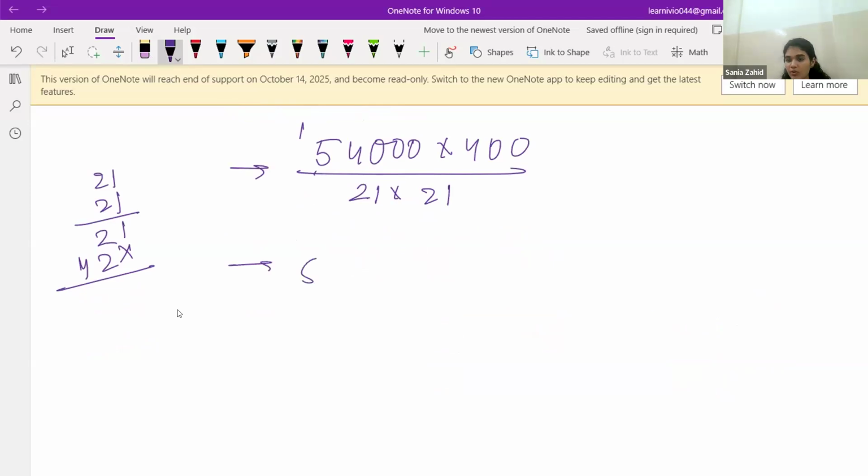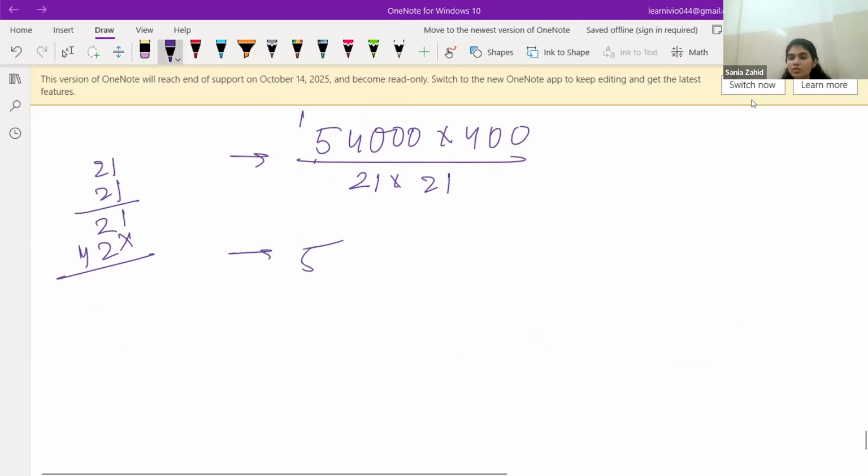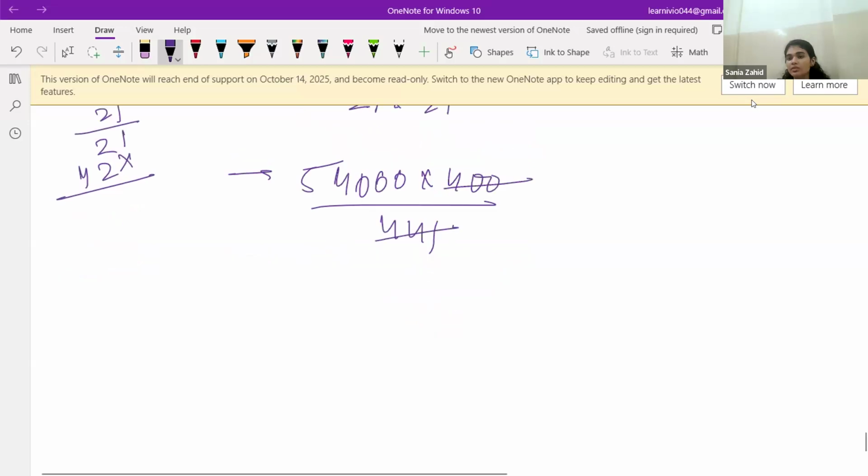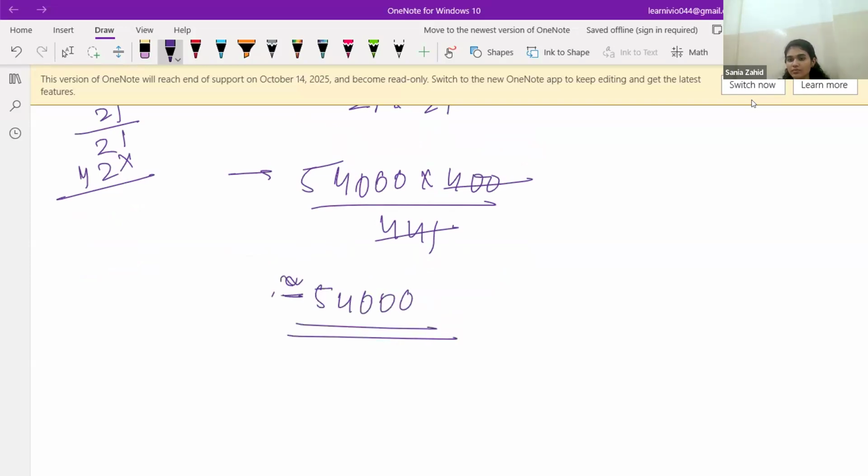Children, I was explaining this under Microsoft. Please look onto the board. You can do one more thing: approximation. When you take 400 upon 21 into 21 is 441, I can approximately take 441 equal to 400, and the answer is somewhere 54,000 only, or less than 54,000. So when you have to write just an approximate answer and you don't have time in the exam, you can just write like this: approximate answer is 54,000. Otherwise you can solve also.